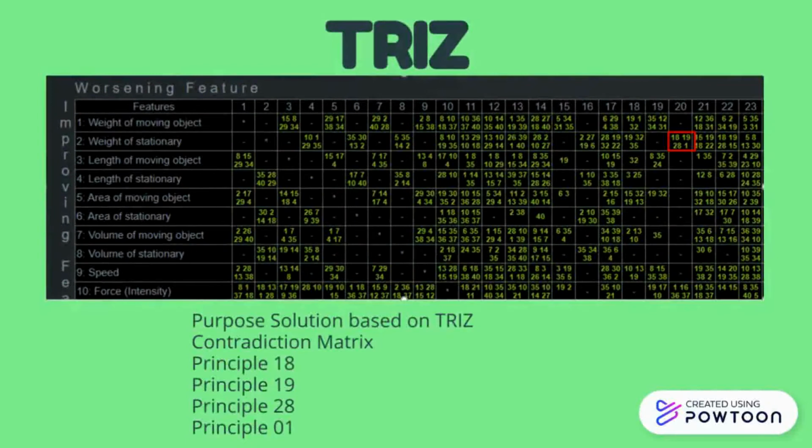First, the selling parameter is 20, while the improvement parameter is 2. Based on 3 consideration metrics, the principles are 18, 19, 28, and 1. What is the most feasible solution with a cost constraint for these inventive principles? Principle 1: make it easy to disassemble an object and increase its degree of fragmentation or segmentation. It can be concluded that in order to solve the problem, the FMEA is the best solution.